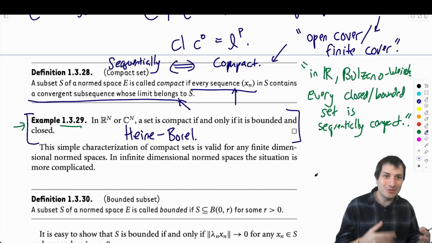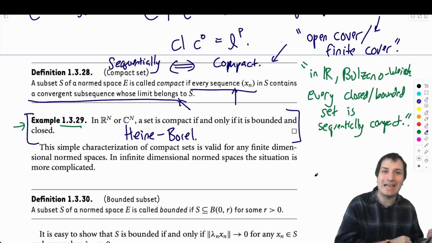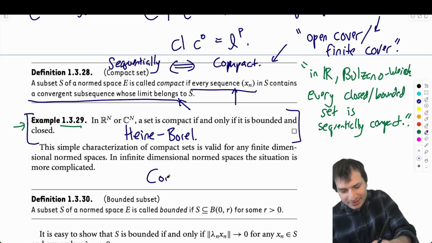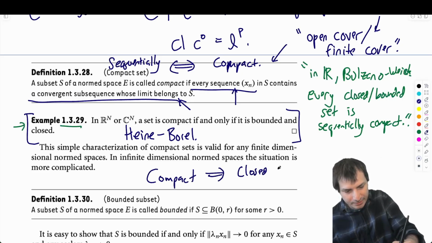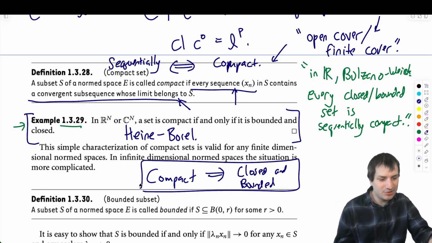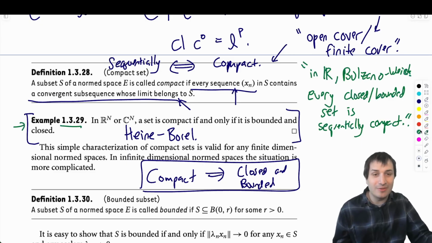In infinite dimensions, unfortunately, compact is not exactly the same as closed and bounded. What we're going to see is that compact implies closed and bounded, but the reverse is not true. So compact implies closed and bounded. That's coming up in just a minute. We're going to do that one. But the reverse is not true.